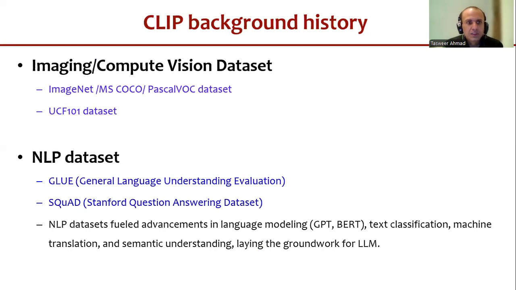The other stream of work was natural language processing, where the datasets were, for example, GLUE, General Language Understanding Evaluation, and SQuAD for question answering. So NLP solved the problems of text classification, machine translation, and semantic understanding, and finally the advancements in NLP led to the large language models that we currently use, such as GPT and BERT. So these are the two main branches of artificial intelligence.